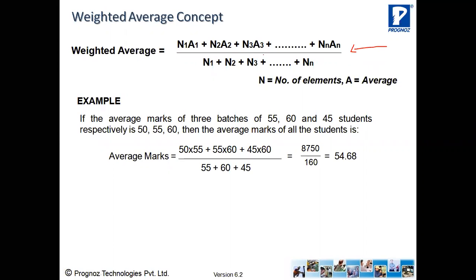For an example, if the average marks of three batches of 55, 60, and 45 students is respectively 50, 55, 60, then the average marks of the whole class, if we combine them, is 55 into 50, which is N1 into A1, plus N2 into A2 plus N3 into A3, divided by N1 plus N2 plus N3. N1 is the number of people in the class, and likewise N2 and N3. When you divide, it comes out to be 54.68 average.